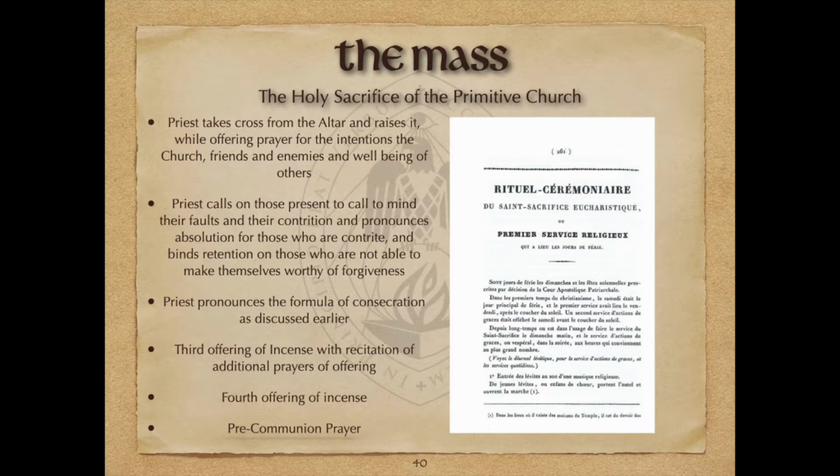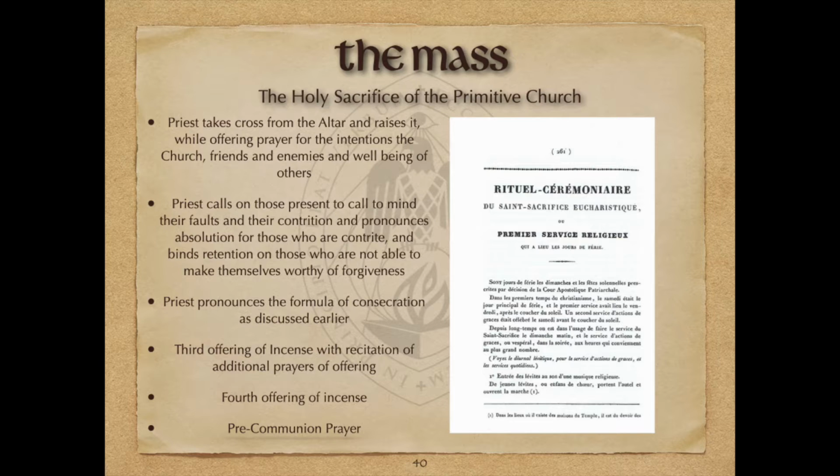Then, as a part of this action, the priest calls on those present to call to mind their faults and their contrition, and then pronounces absolution for all those who are contrite. This is no different from other masses where you have something that's called the penitential rite, where basically the priest asks all present to call to mind their sins, their errors, their ignorance. Of course, this language depends on what church you're in. And then on behalf of the divine, or as the representative of the divine, pronounces absolution and reconciles the people to God, such as it were.